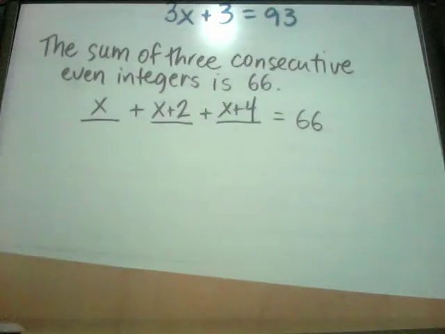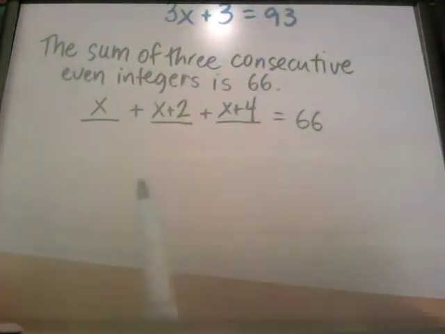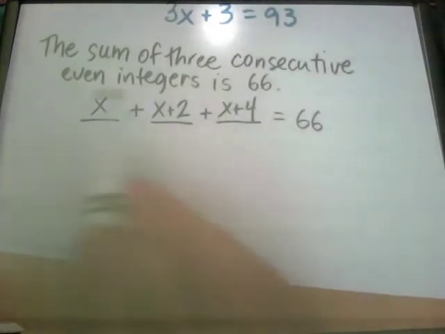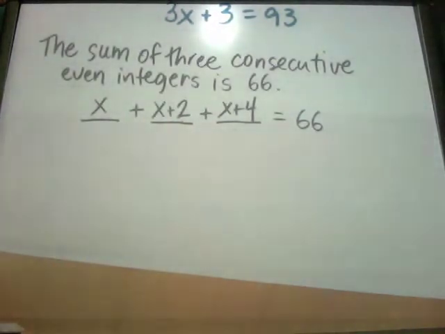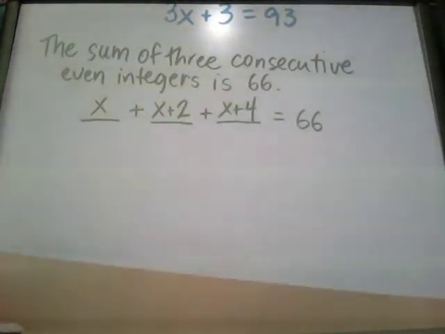The important thing for this, guys, is that it's always going to follow this pattern no matter what the numbers are. If it's consecutive even, each one goes up by 2 from the previous number. So plus 2, well, another 2, add the 2 onto this 2, you get 4. Now, here's the thing where a lot of people mess up.